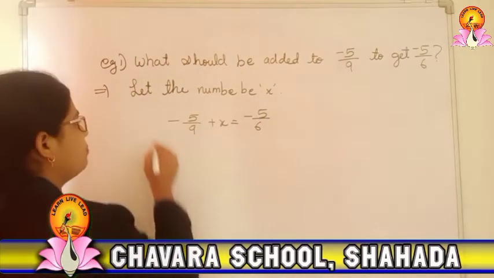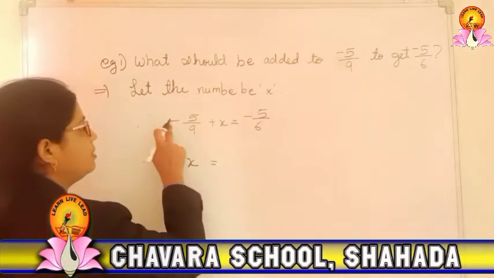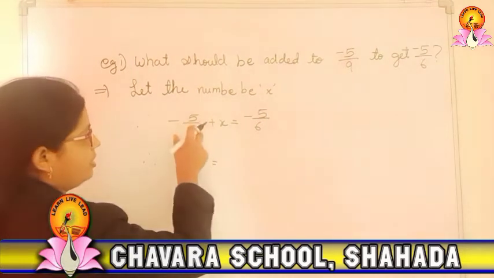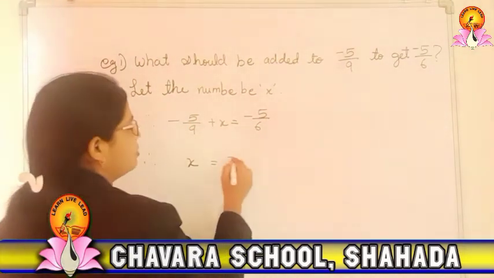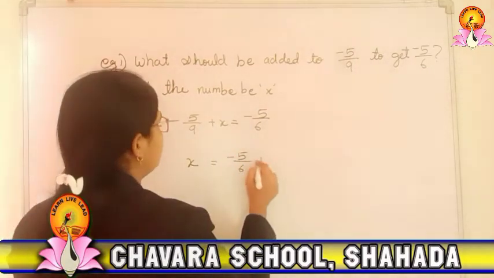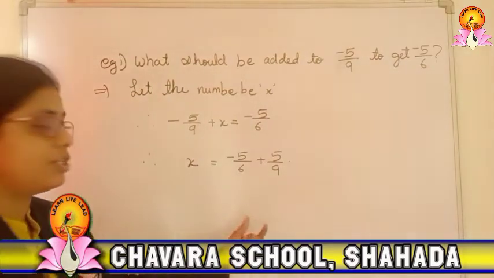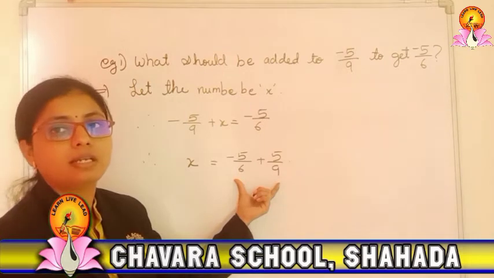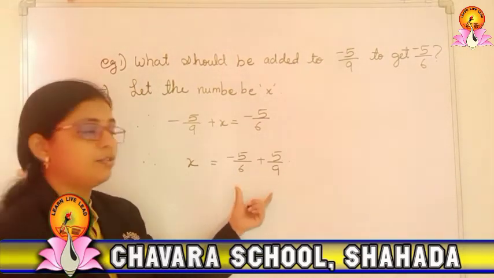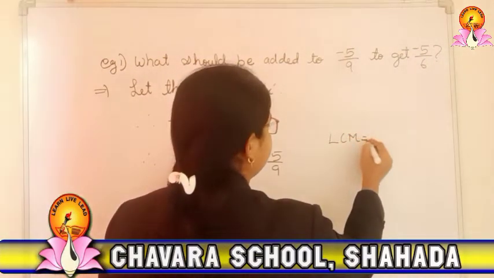Now we can go for the solution. Therefore x equals, now this negative is there, so negative 5 upon 9 will go to this side and become positive. So x equals negative 5 upon 6 plus 5 upon 9. Now we have learned in addition that we cannot add if the denominators are unequal. So we will make the denominators equal, and for that we have to find the LCM. So the LCM will be 18.